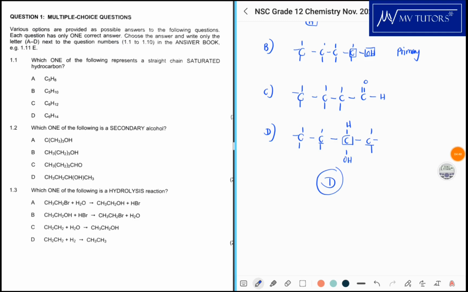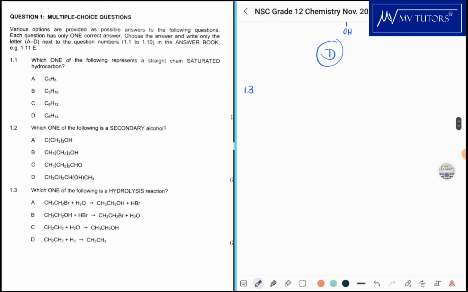Alright, so now we're going to look at 1.3. So it says, which one of the following is a hydrolysis reaction? Remember, a hydrolysis reaction is a substitution reaction where we have a haloalkane plus a base, okay, a base like your potassium hydroxide or whatever, sodium hydroxide, and then you get an alcohol plus salt.